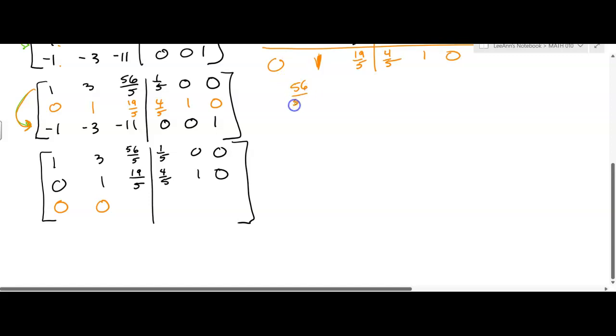This is where I'm saying you might want some scrap paper. 56/5 plus -11. Well, I've got to get a common denominator. So now I'm going to have 56/5 plus -55/5, which is 1/5. And for my problem here, it's not the worst fraction. Okay, now I'm adding the 1/5 and the 0. That's going to be 1/5. I'm adding the 0 and the 0. And I'm adding the 0 and the 1. Okay? All right. So far, so good.